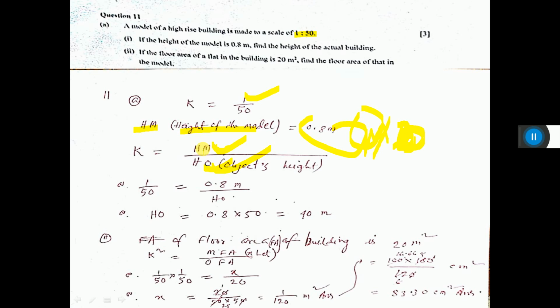So I have written height of the model, height of the object. Now k value you put, height of the object here it is got. See here also I write height of the object, so you have got. Similarly, floor area, it will be k square equal to model's floor area first, then object's floor area. I consider it x, so x equal to, it is coming, in meter square. If you want to get it in centimeter square, then multiply by 100 into 100. Why 100 into 100? Because it is centimeter square, so 2 times you have to multiply.